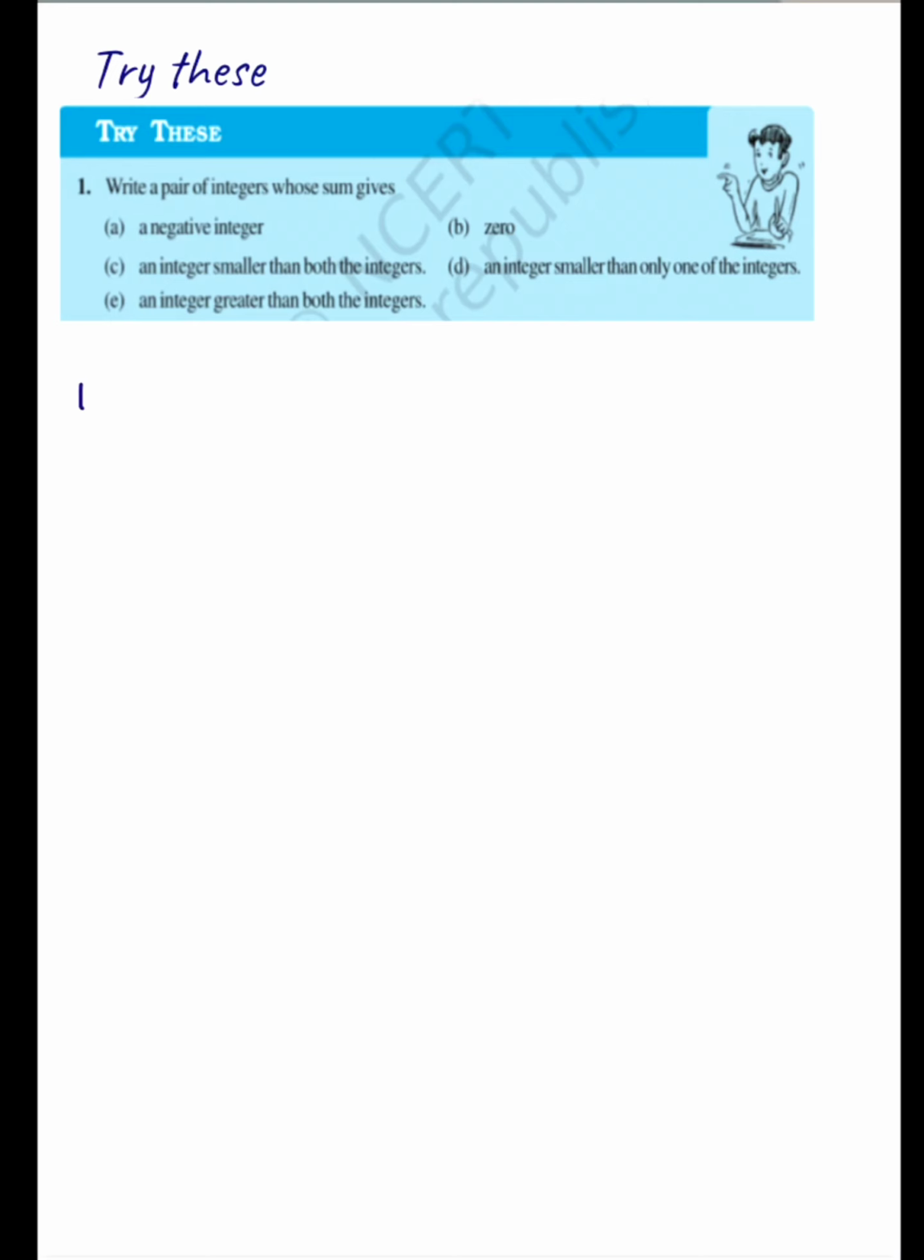You know that in order to get a negative integer as the answer in addition, both integers should be negative numbers. In some other cases also we will get a negative integer as the answer, but an easy method to get a negative integer in the answer is to take both integers as negative and add them. Okay, so let's take an example. I am taking -1 plus -2. So what will be the answer?